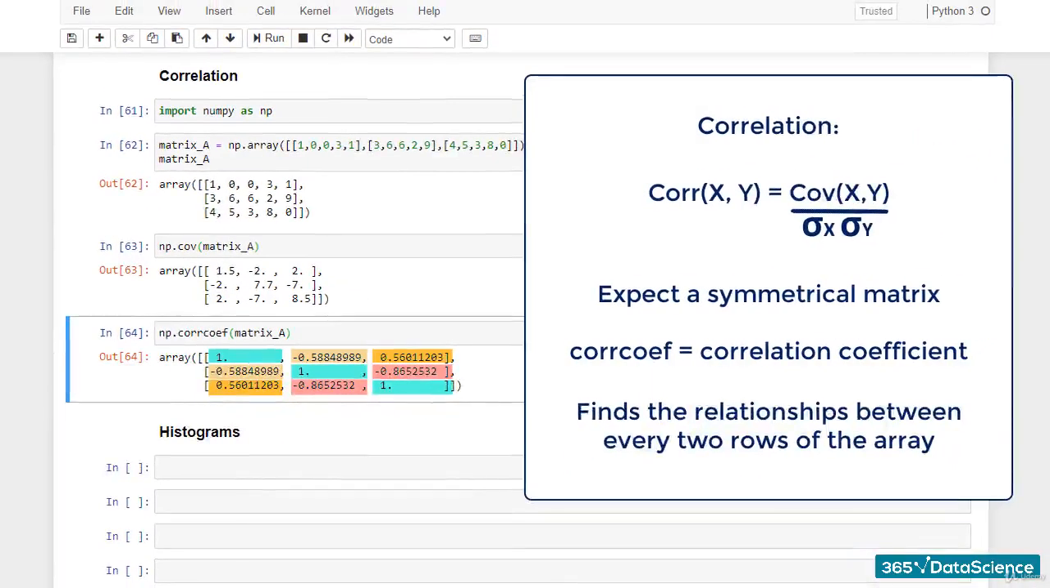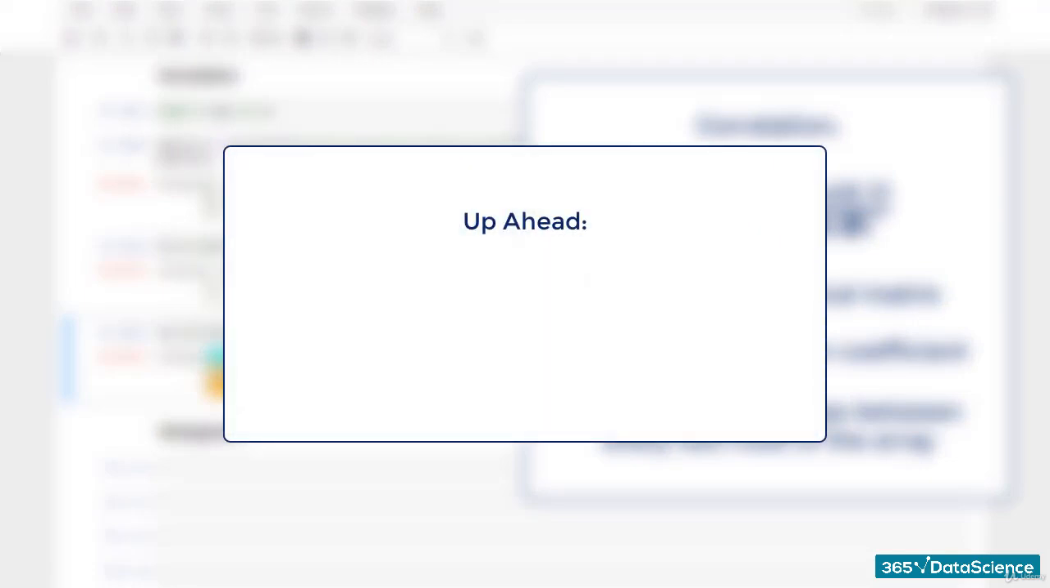Fantastic! After covering covariance and correlation, we're ready to move on to a slightly different statistical function, the histogram. In the next lecture, we'll examine what histograms are and how we can use NumPy to create them.